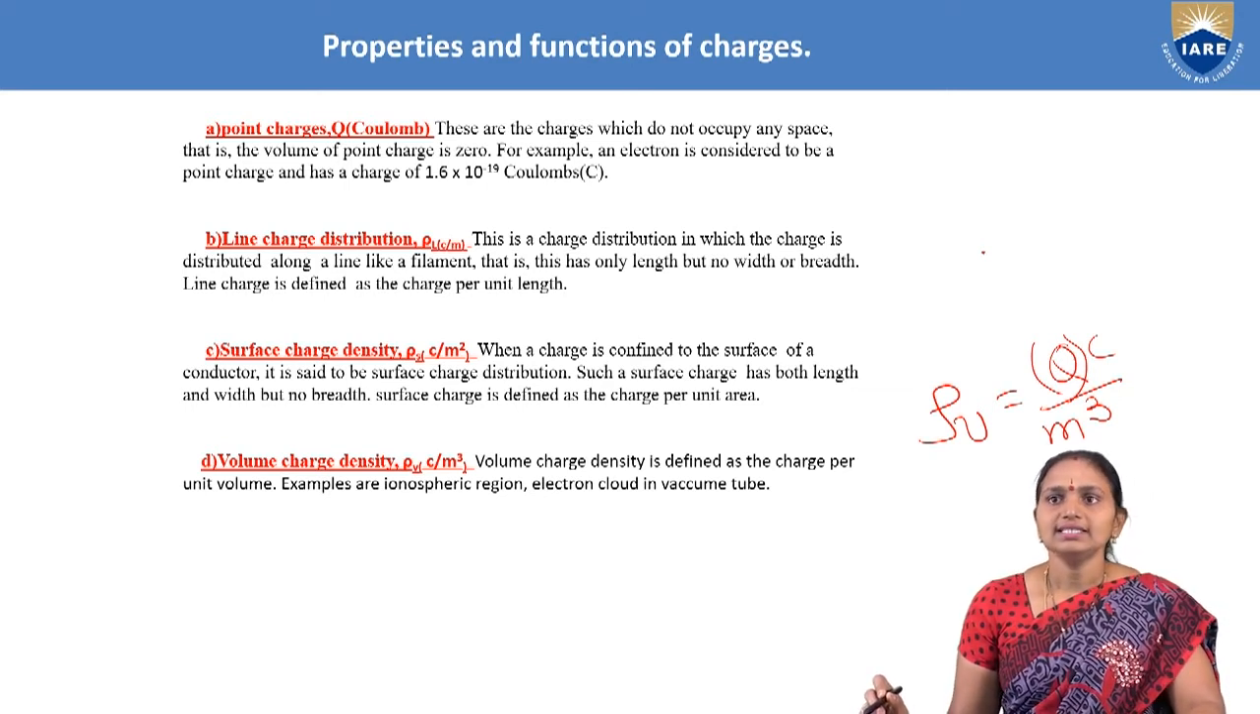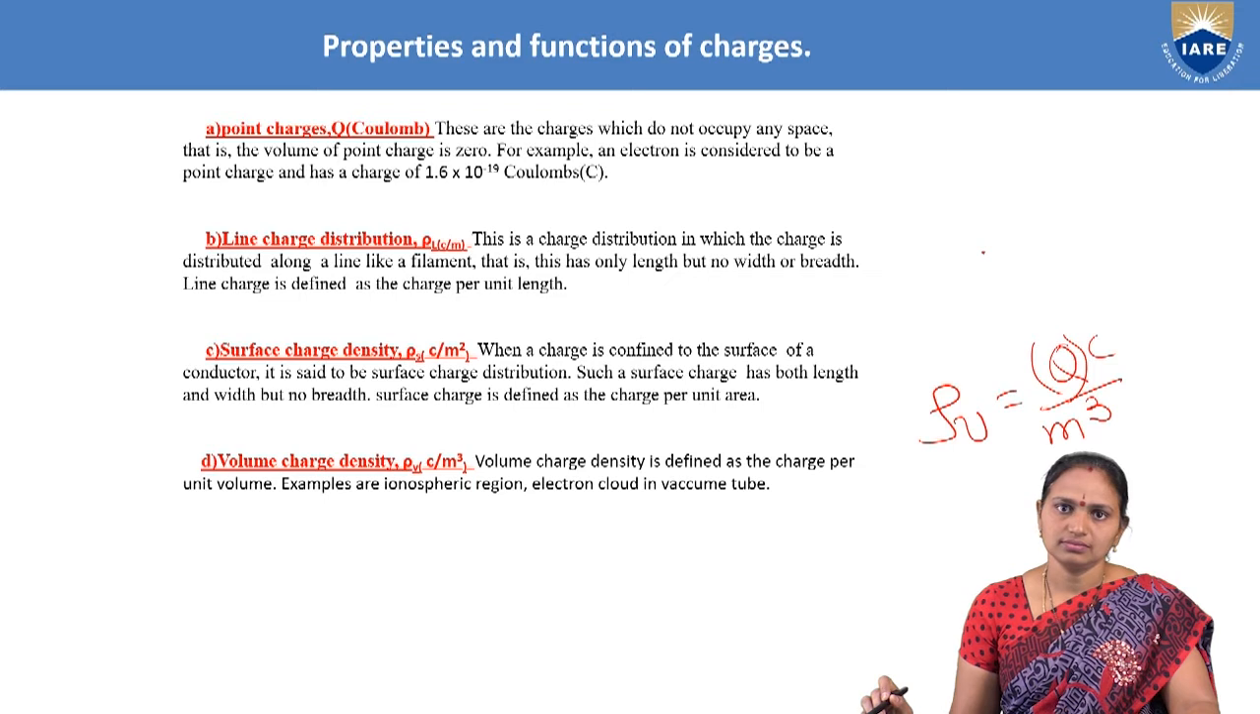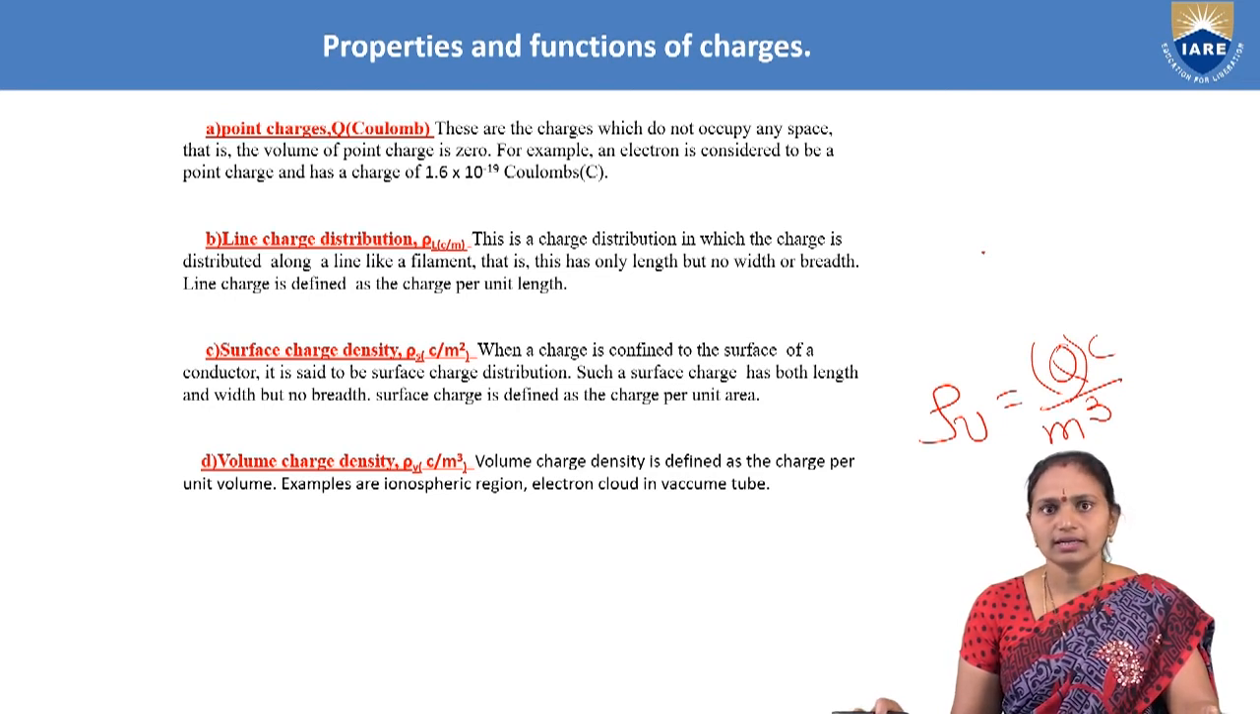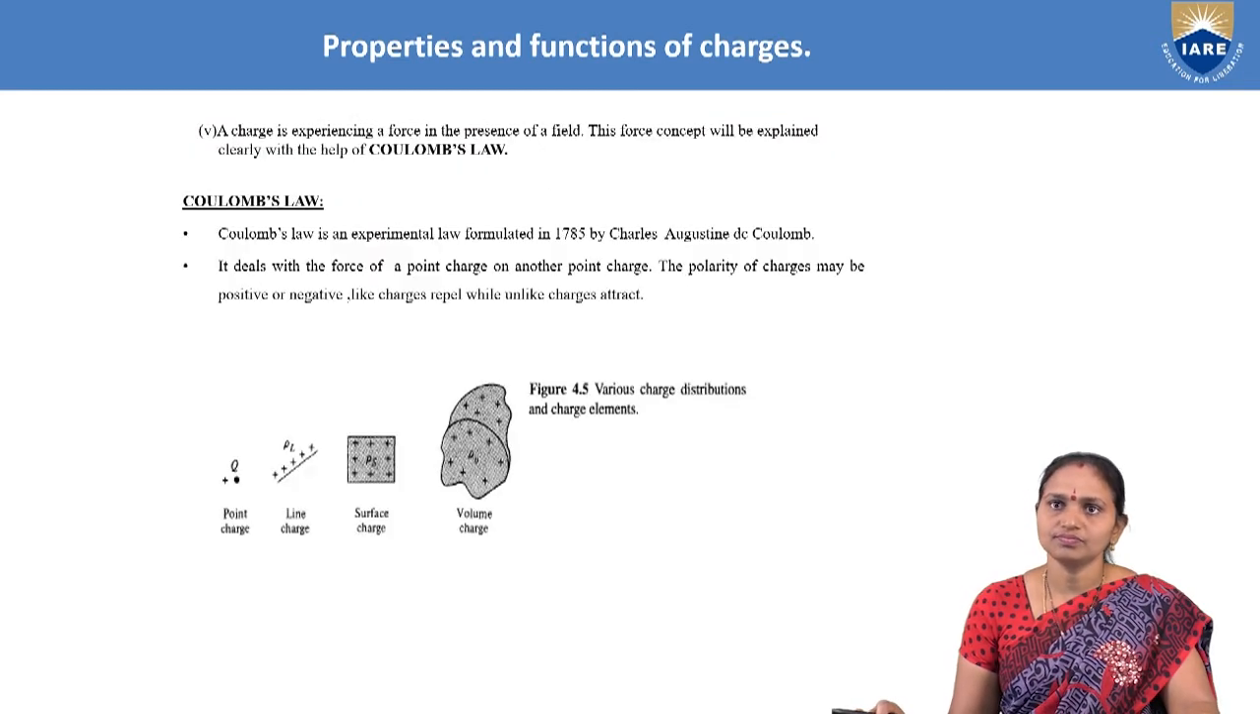If you take line charge, it has only length but no width or breadth. Similarly, surface charge density has both length and width but no breadth. Whereas volume charge density has length, breadth and width, three directions. So this is about how the charge is distributed at a point, along a line, along a surface and along a volume.